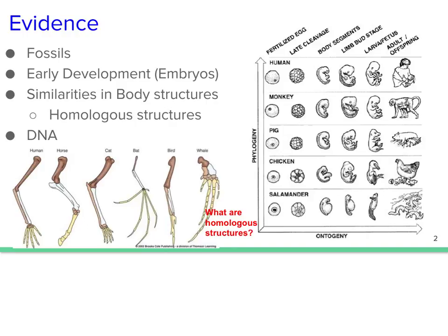We also examined embryos. These are the early stages of when a baby develops. DNA sequences are another important piece of evidence that supports the theory of evolution. Lastly, fossils, or the preserved remains of once living organisms, are the final piece of evidence that support our theory of evolution.